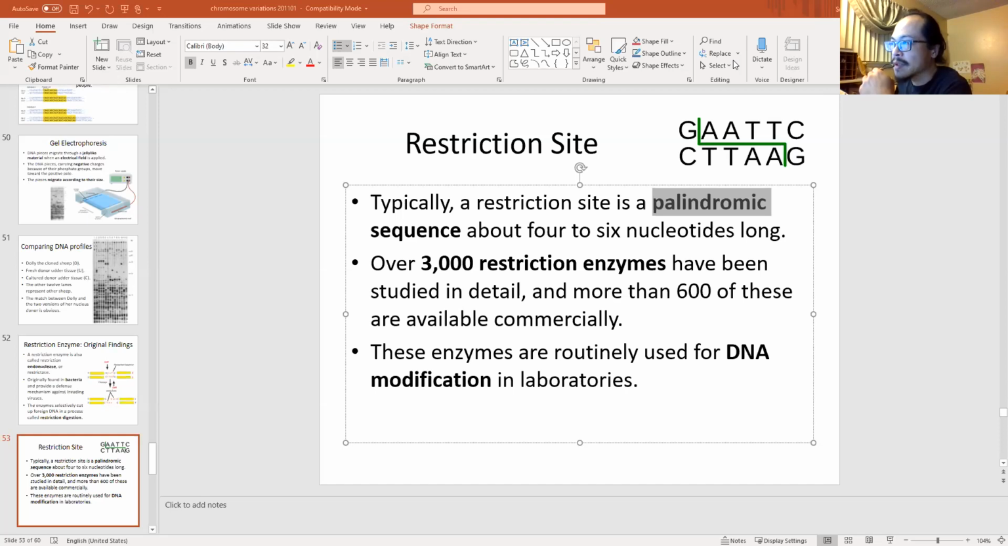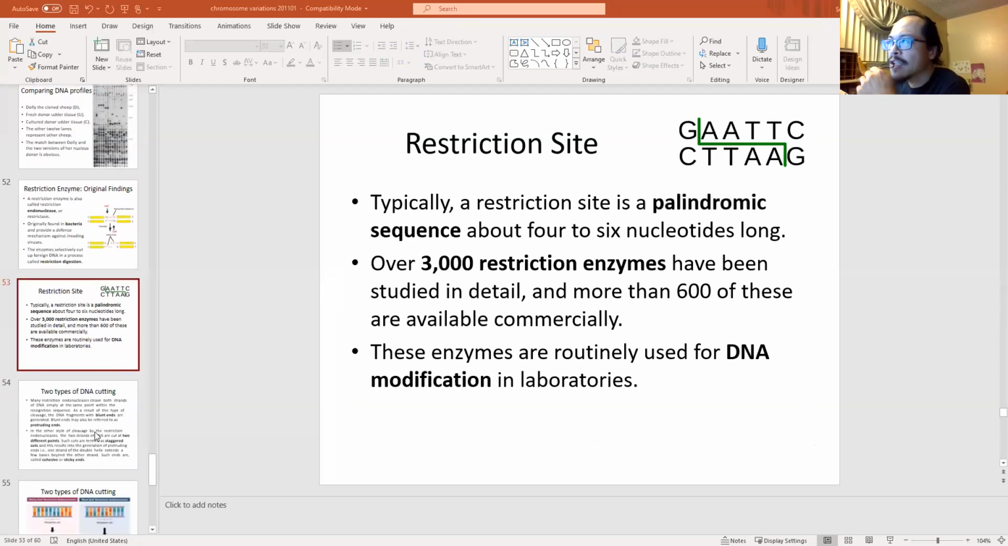There are about 3,000 restriction enzymes available from the bacteria. More than 600 are already available commercially. They are good at cutting the DNA, doing the DNA modification. So we have this enzyme, and what we will do next is to cut it.